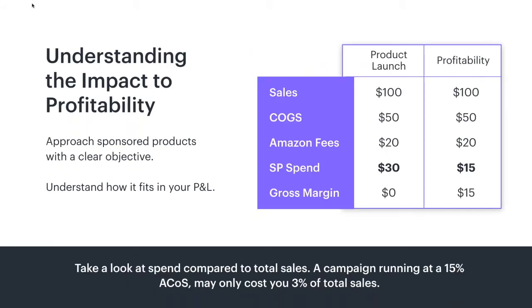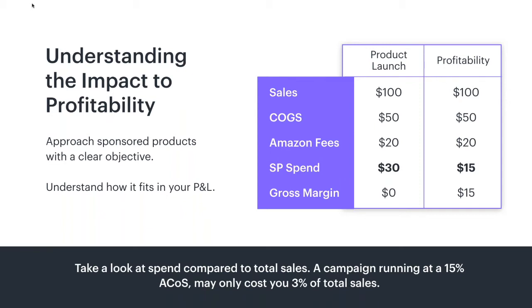So you are going to be spending more, but you want to be spending more on those campaigns that have a target that is much lower than your GM. And that's going to allow you to take that cost that you're investing in the business and get a much larger return. So don't think of sponsored products as just a sunk cost. There's a couple of different scenarios we've laid out here.